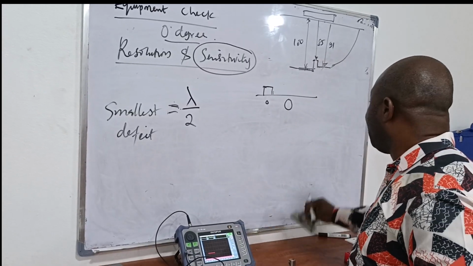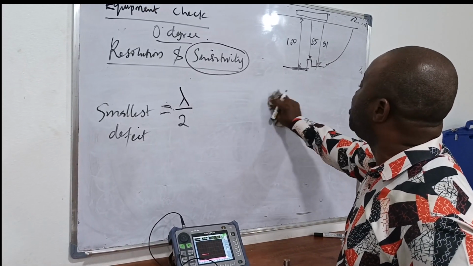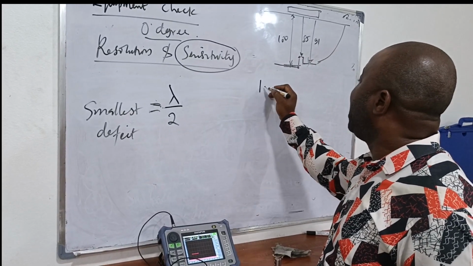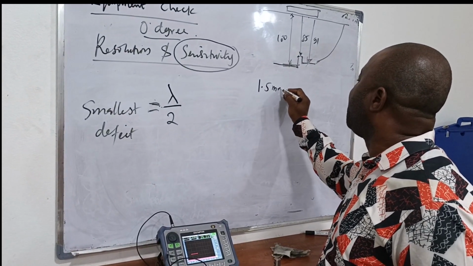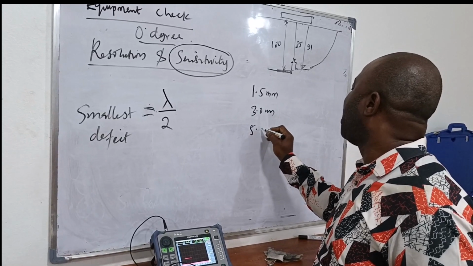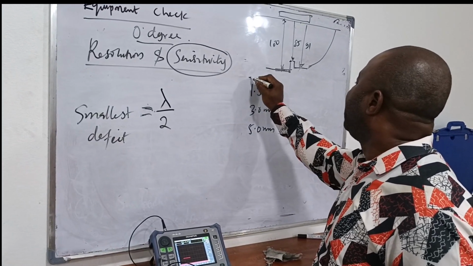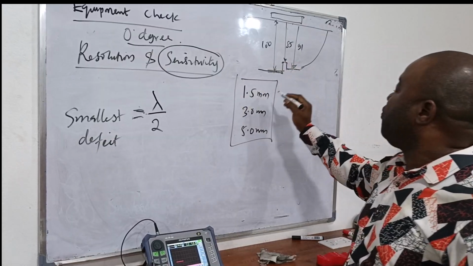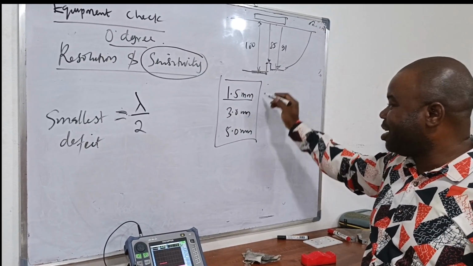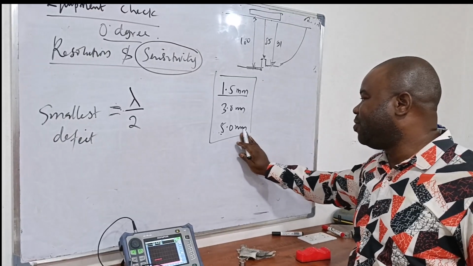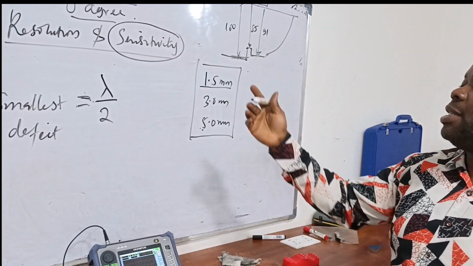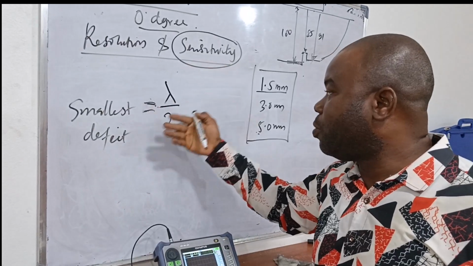So the normally available sizes of holes for all the blocks that are commercially available are 1.5 mm, 3 mm, and 5 mm. Obviously, if you calibrate with 1.5 mm, this has the highest sensitivity and this has the lowest sensitivity. So how do you determine which sensitivity you are going to use? That is where this formula comes in.